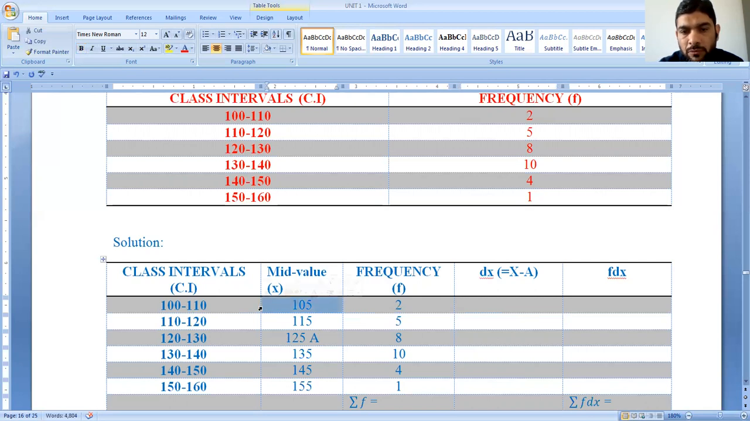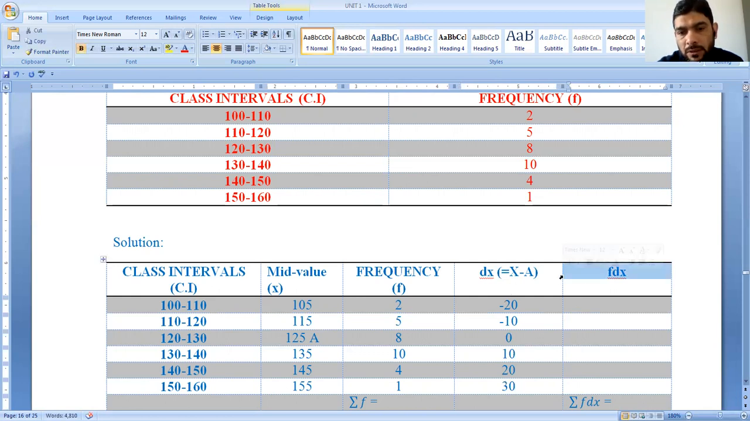For the same, we have to subtract 125 from 105, that is minus 20. Again 115 minus 125, that is minus 10. Again 125 minus 125, that is 0. Again 135 minus 125, that is 10. Next is 20. Next is 30.